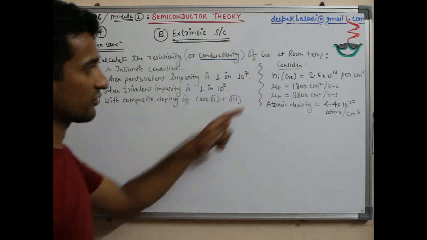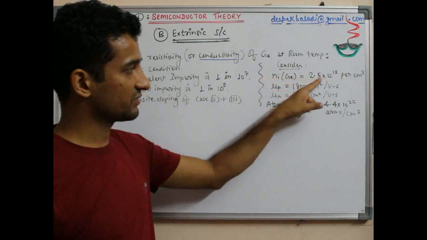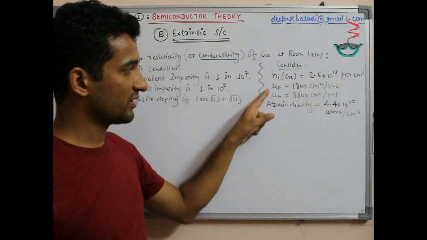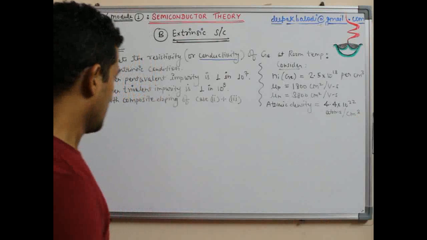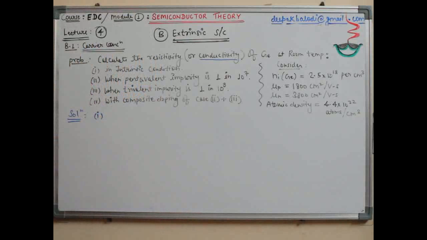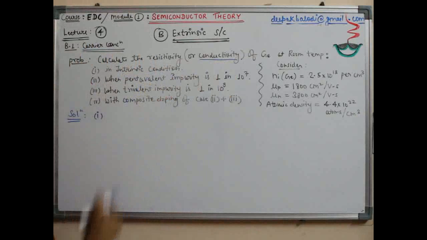The required data is already given. The intrinsic carrier concentration for germanium is this. The electron and hole mobilities are this, and the atomic density of germanium is this. Okay, so with this let's come to the solution. First thing: calculate the conductivity of germanium for intrinsic condition.